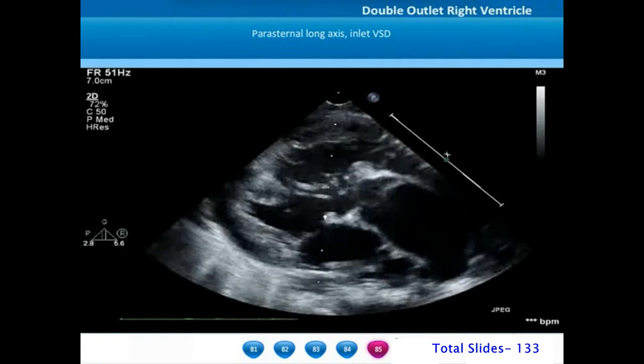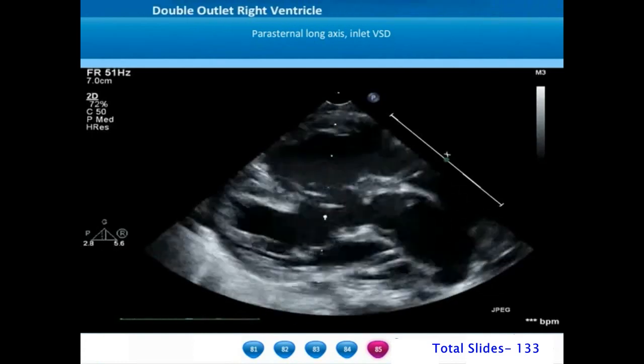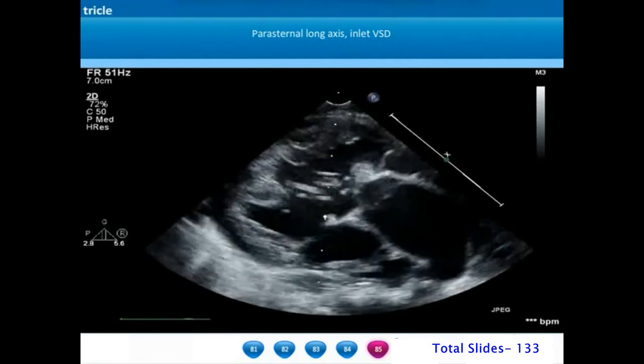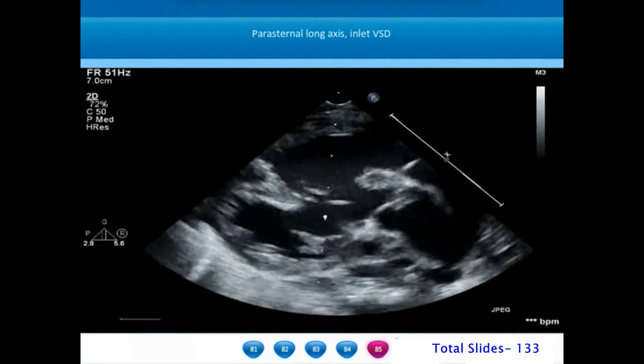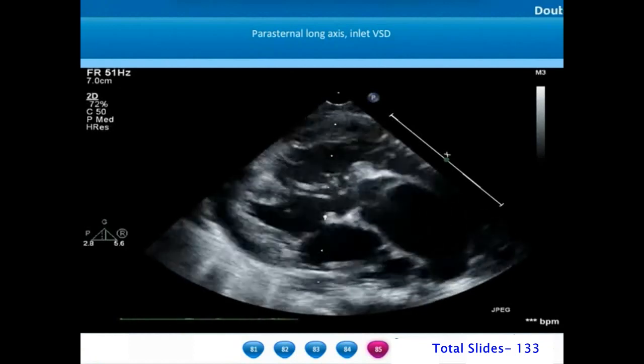On a parasternal long axis view, we can notice 100% commitment of the aortic and pulmonary valve to the right ventricle. We can notice a large inlet ventricular septal defect and portions of the tricuspid valve leaflets on the right ventricle.